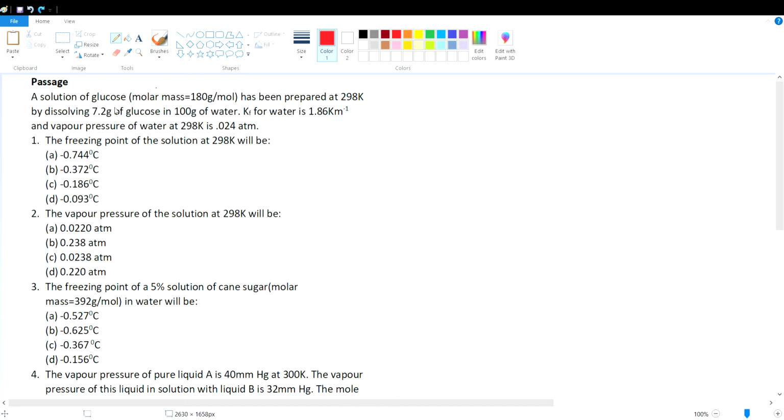Solution of glucose in water. Glucose is the solute, water is the solvent. It's given here molar mass of glucose, that is molar mass of solute given in the question, that is M2. 7.2 gram of glucose, that is W2, mass of solute. 100 gram water, mass of solvent W1, Kf of water is given. We need to calculate the freezing point of the solution.